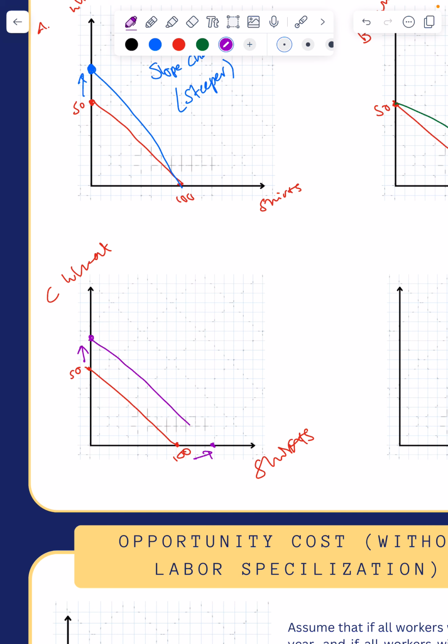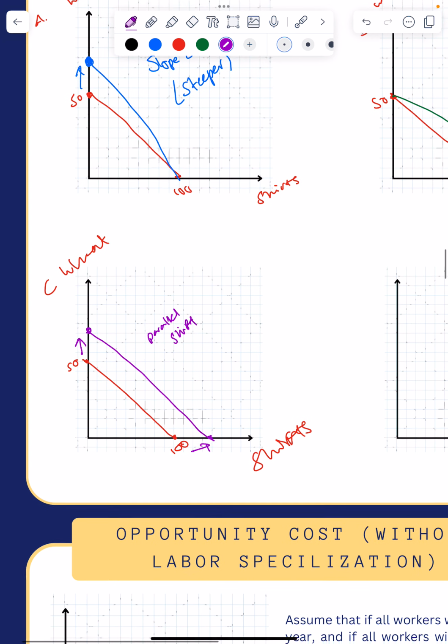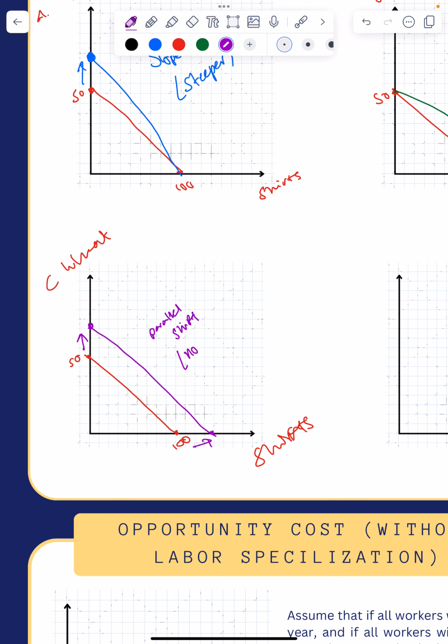So our slope is not going to change. We have a parallel shift in the PPF, which means that there is no change in our slope. But a parallel shift is something that is usually very beneficial for all economies, and that's going to change the supply and demand curve a lot. But the PPF curve will be a parallel shift. It would increase in all categories.